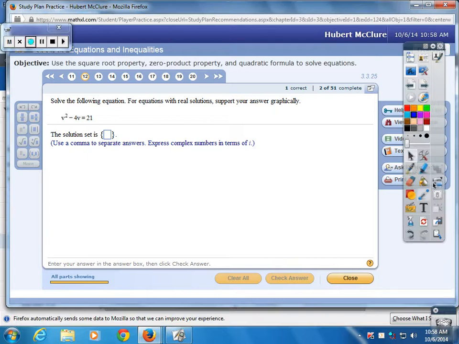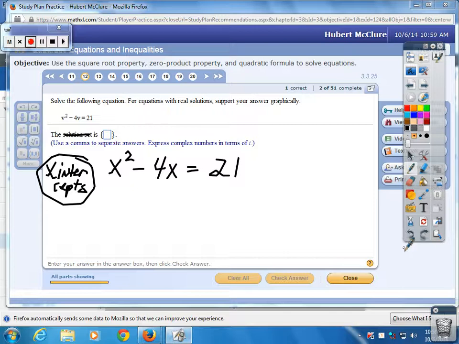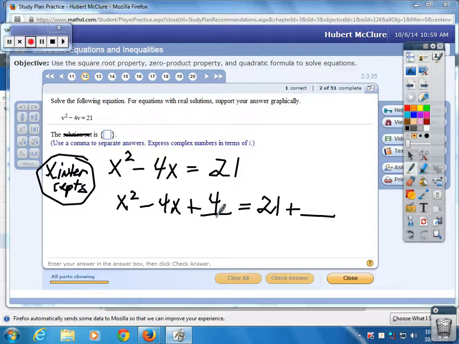All right, let's get back to the problem. So add your blanks. So that'd be x squared minus 4x plus blank is equal to 21 plus blank. Half of 4 is 2, squared. So x minus 2 quantity squared is equal to 25.